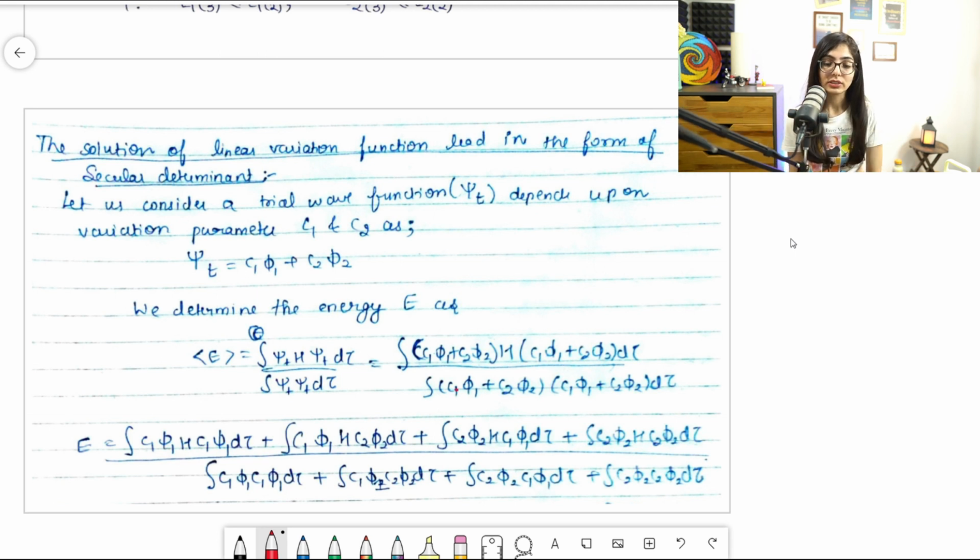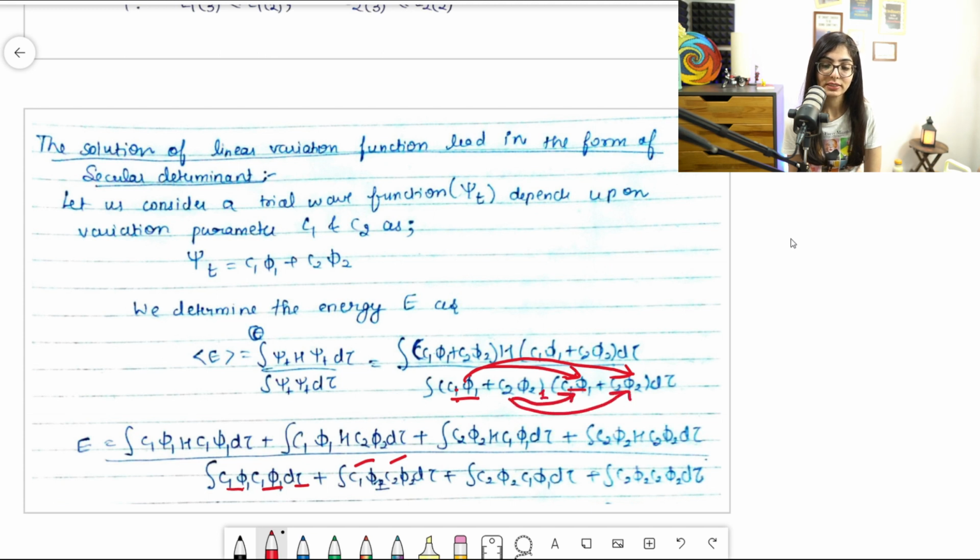Fine. So now if I come to the denominator, this is C1 psi1, and again I'll be multiplying this with this. So this is C1 psi1 and C1 psi1 d tau. Then I'll be taking this C1 psi1 with this term, that is C1 psi1 and C2 psi2 d tau. I'll be taking this with this, and then this with this.